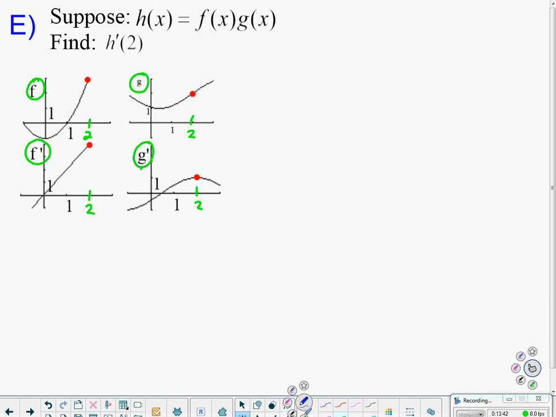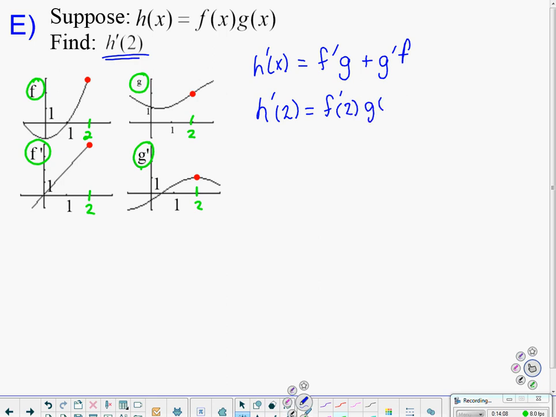Perfect, because they're asking H prime of 2. Well, we know that for H of X, the derivative is going to be derivative of the first times the second plus derivative of the second times the first. You'll get that memorized, won't you? H prime of 2. If you say it while you're doing your homework on this section, it should lodge in your brain and stay there forever. At least that's the goal, isn't it?